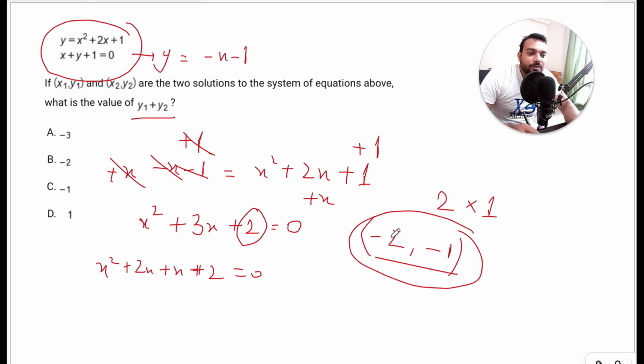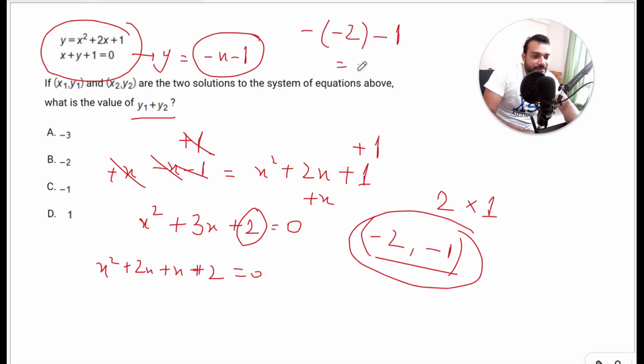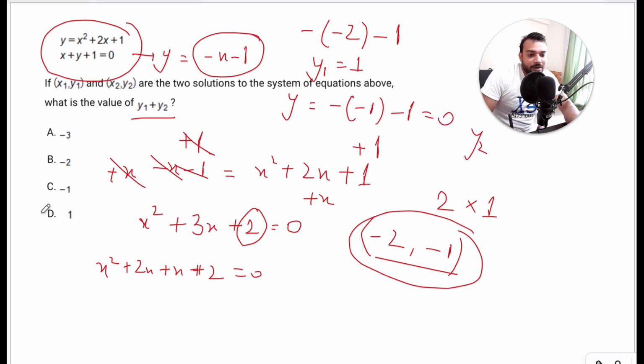Now corresponding to x equal to negative 2, what is the y? y we can find from here. If x is negative 2, negative of negative 2 minus 1 is a 1. This is y1, let's say. Now x is equal to negative 1, so y is equal to negative times negative 1 minus 1. 1 minus 1 is a 0. y2 is a 0. So y1 plus y2 is 1. Option D. That is the correct one. Okay, let's go to the next one.